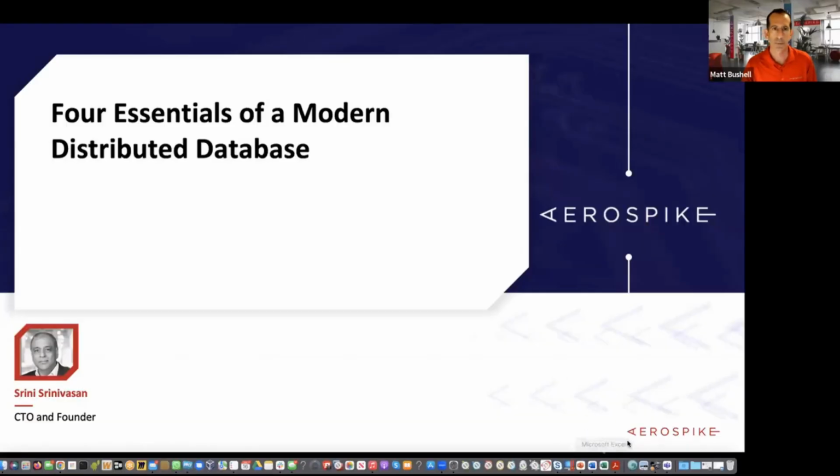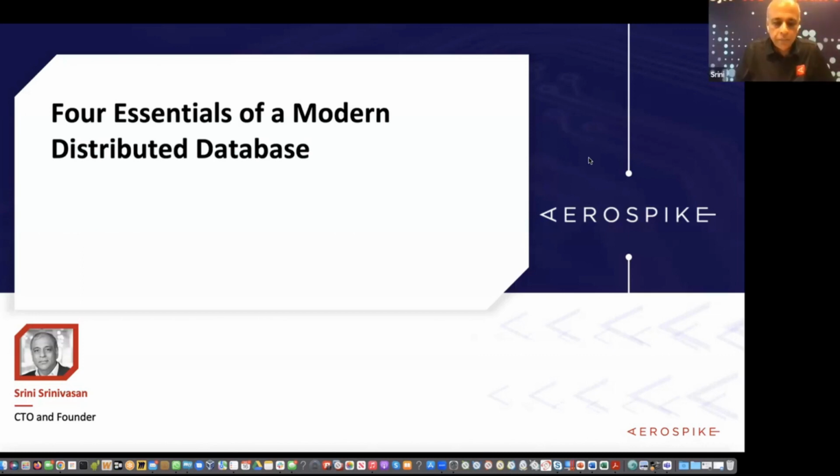Srinivasan will present today the 4 essentials to a modern distributed database. Today's topic is a key technology discussion of the underpinnings of Aerospike and some of the foundational principles of how it was created. And so without further ado, Srini, do you want to begin?